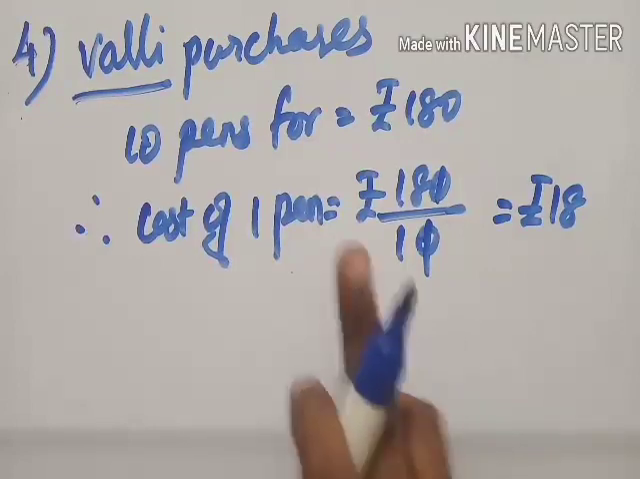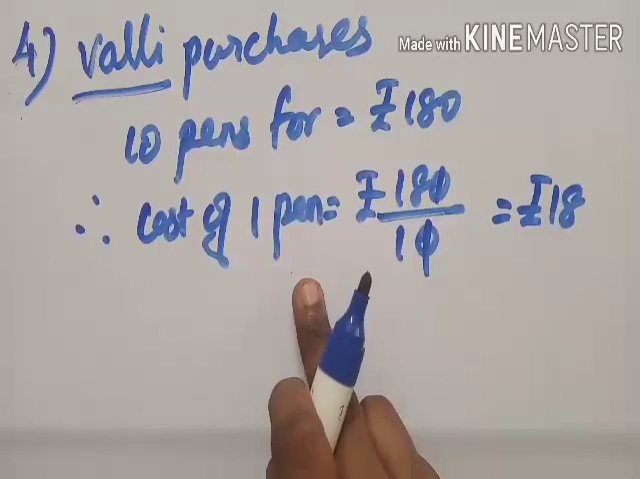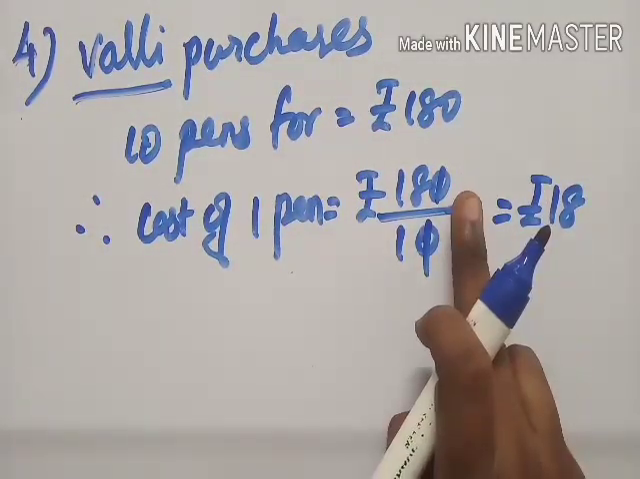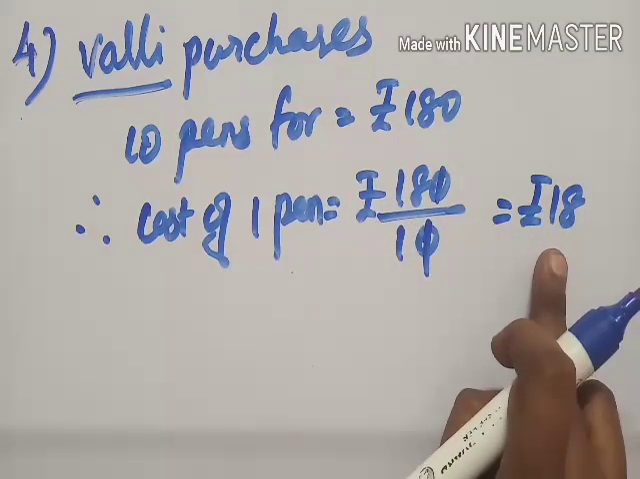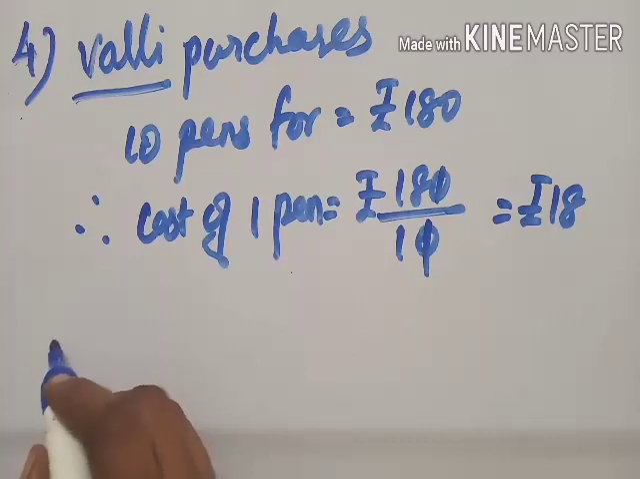So, Valli purchased 10 pens for rupees 180. Cost of 1 pen is equal to 180 divided by 10. Cancel the zeros. We'll get the answer 18 rupees. Yes, children? Right. Next, I'll go with Kamala's.